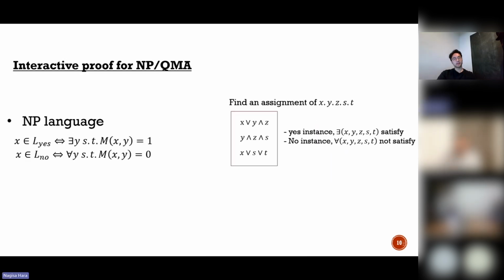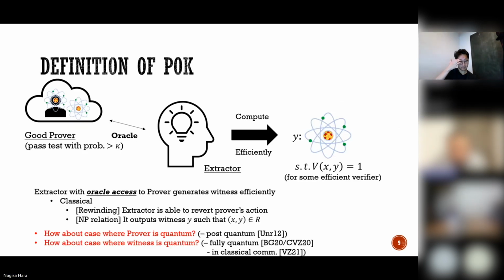So let me generalize it to the quantum case. One was you cannot rewind, and the second point was: for example, I'm going to talk about the QMA language. And unlike the NP language, it's not trivial to define the QMA relation, the relation itself. Yeah, I'm going to explain it very soon.